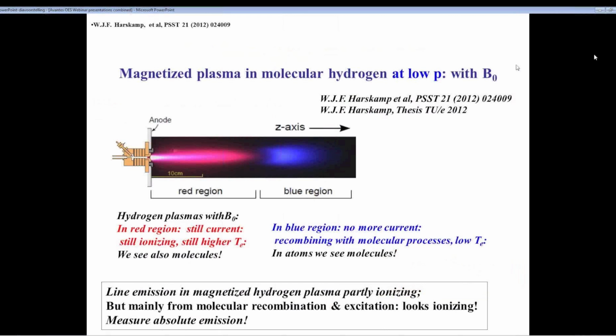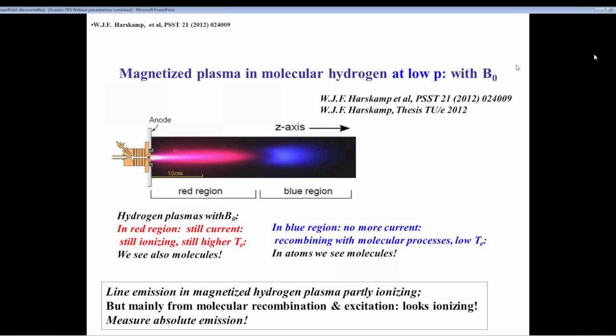For the next part, I would like to treat another plasma which is magnetized in the same source, but now at much lower pressure. With lower pressure, there is not so much recombination because of dissociative recombination. We can now see two parts of the plasma. First, the red part we saw before, which is the H-alpha light. But now we see a blue part appearing further away from the source. I will treat both of them.